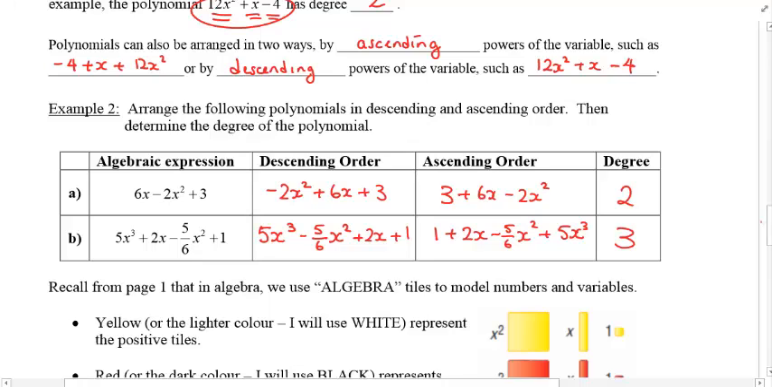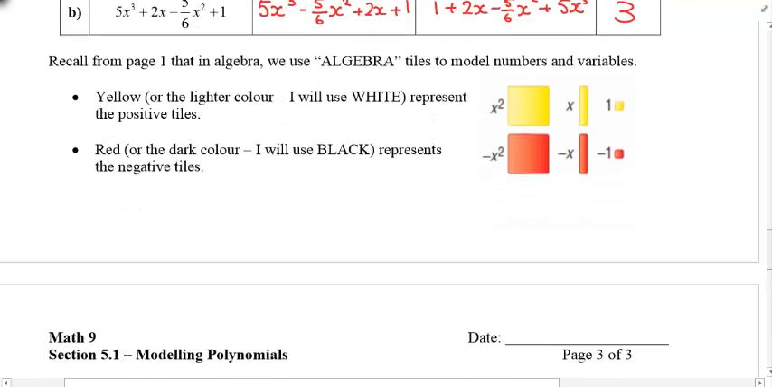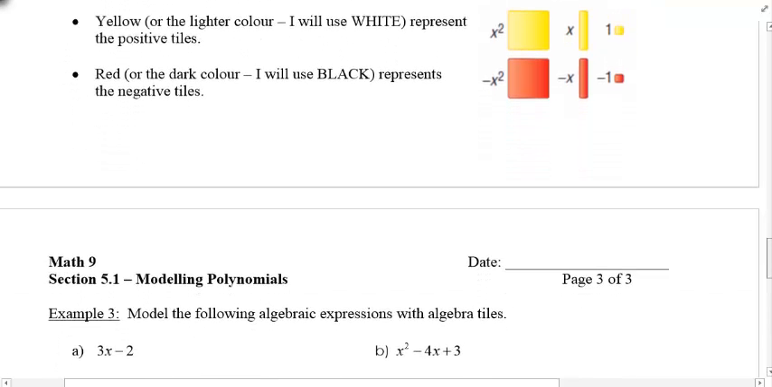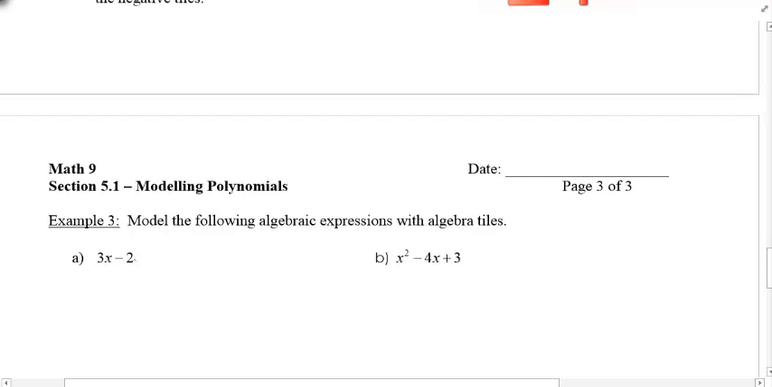Cool. So, I hope you're good, because now I want to go back to what we did on page 1 with those visuals of the algebra tiles. I'm going to ask you now to turn the page and let's see if we can model them with the algebra tiles. So, notice that the white, or I'll say unshaded tiles will represent positives. The shaded or blackened ones will represent negatives. So, here's my example 3. I'm going to ask you to model this thing.